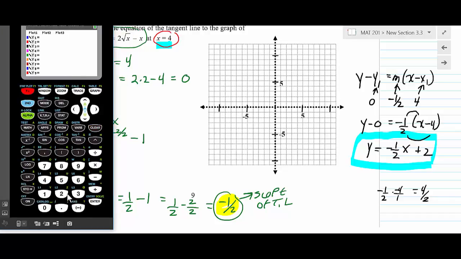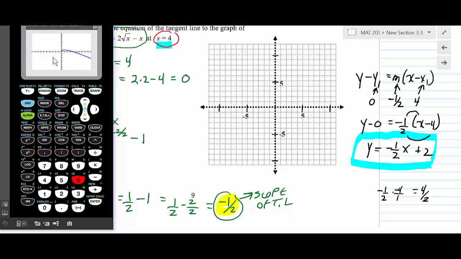So let's see. What we're graphing is 2 times the square root of x, and then minus x. Okay, that's a pretty good graphing calculator problem right there. And let's just do that in a standard window and get enough points. So I'm going to go zoom 6 to get that taken care of. Okay, that's kind of a weird looking graph. That's kind of cool.